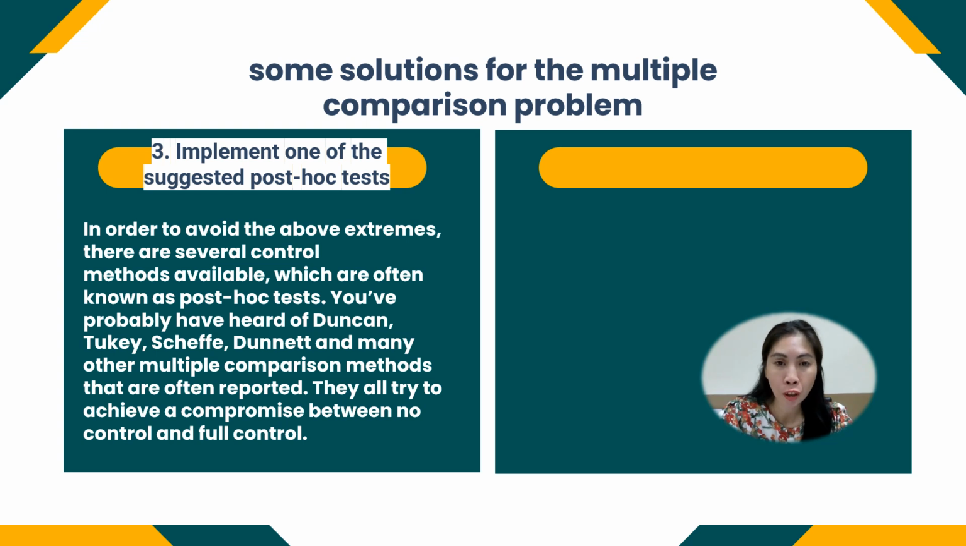The third solution for the multiple comparison problem is to implement one of the suggested post-hoc tests. In order to avoid the above extremes, there are several control methods available. Probably you are familiar with Duncan, Tukey, Scheffe, Dunnett, and many other multiple comparison methods that are often reported. They all try to achieve a compromise between no control and full control. This is not the place to describe each of them, but they have interesting assumptions and are worth checking out in detail.